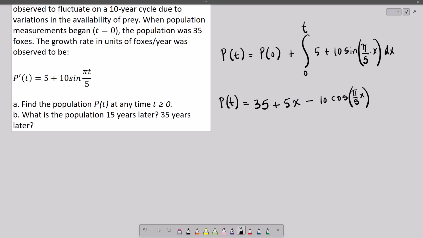But that angle is not just an x. It has a derivative of pi over 5. It's a linear function. The derivative of a line is its slope. So the derivative of this is pi fifths. We divide by pi over 5, which will mean multiply by 5 over pi. But I'll write it first as division by pi fifths. And then this is evaluated 0 to t.